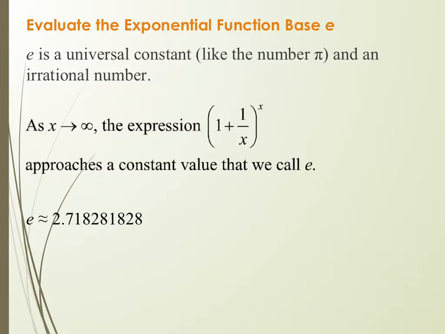So in this particular section, we're going to evaluate the exponential function based on e. E is a universal constant like the number pi and an irrational number. As x approaches infinity, the expression 1 plus 1 over x, to the x, approaches a constant value that we call e. E is approximately 2.718281828.